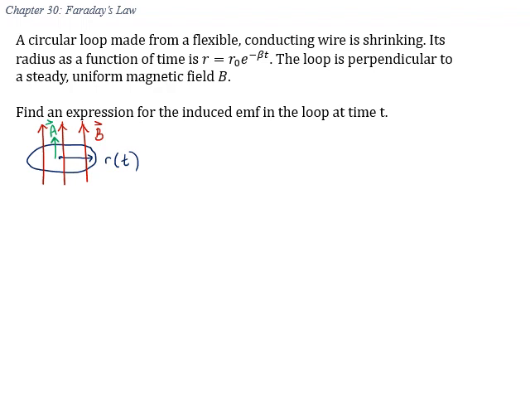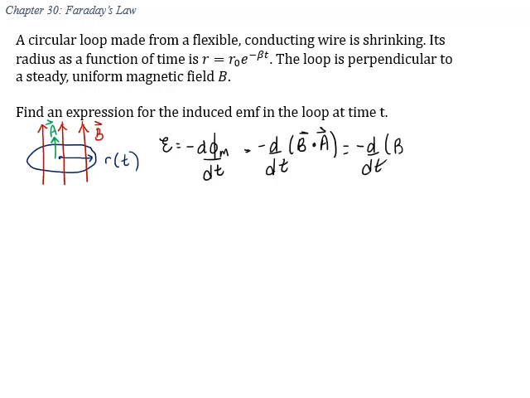We want an expression for the induced EMF. So the induced EMF is minus d phi dt. So we've got minus d by dt of the scalar product between magnetic field and area. Scalar product is minus d by dt times the magnitude of B times the magnitude of A times the cosine of the angle between A and magnetic field. That angle is 0 because they're parallel, so that leaves us with minus d by dt of B times the area. Okay, so let's fill in that stuff next.